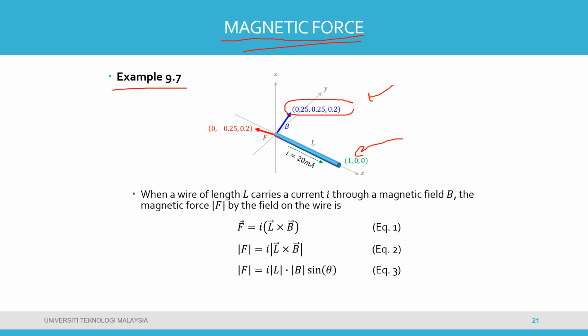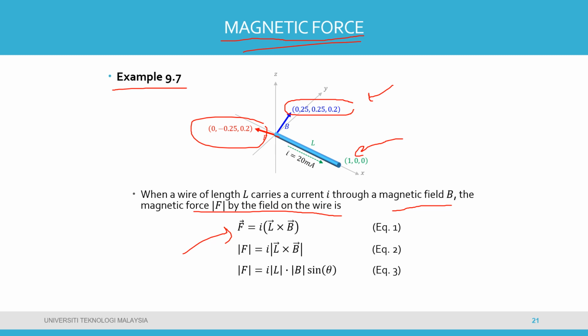So basically this is a motor. The wire will move, and this is the force. When a wire of length L carries current through a magnetic field B, the force exerted on the wire is given by this formula for magnetic force. Basically, this is the theory of the electrical motor.